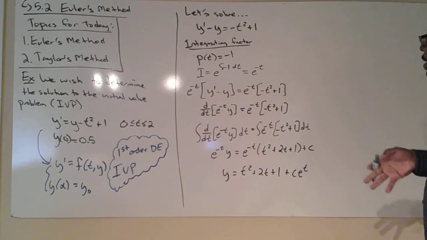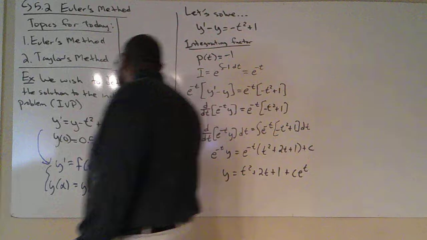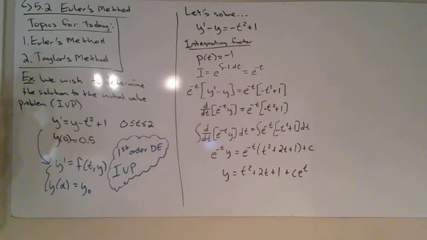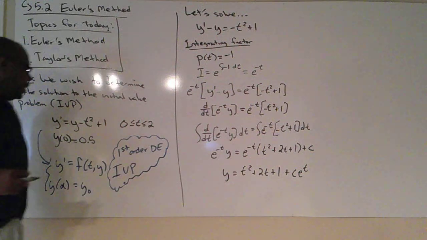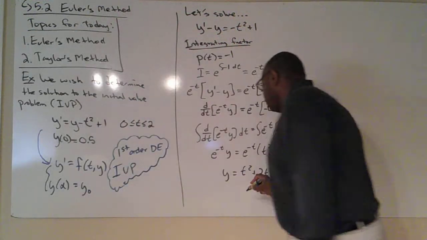And how do I solve for the constant c? Well, remember I have this initial condition that y of 0 is equal to 0.5. We know that y of 0 is equal to 0.5. So to solve for c, I plug in 0. So I'm going to use my initial condition.